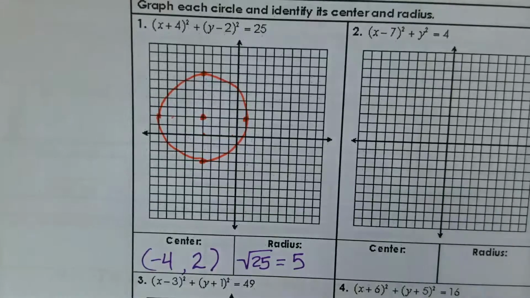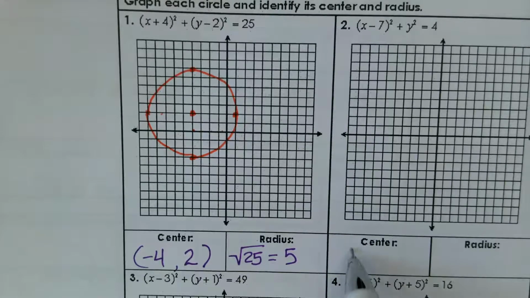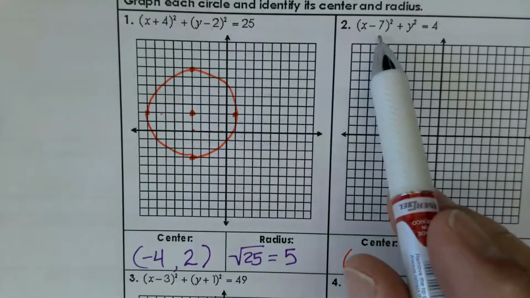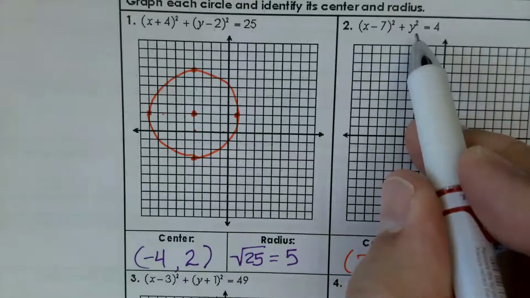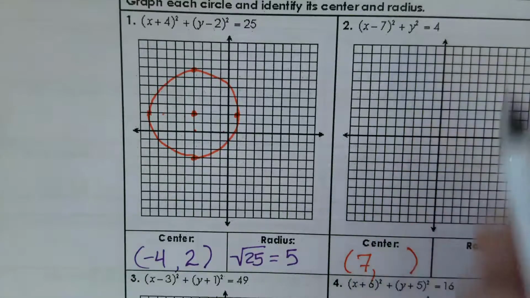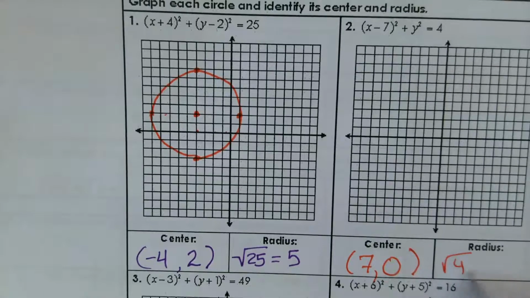Okay, would you take a look at number 2 here? Let's see what we do for that. What's the center? Seven. That part's pretty straightforward. What's being subtracted from y? 0. And what's the radius? 4 or 2. Good. Square root of 4, which is 2.